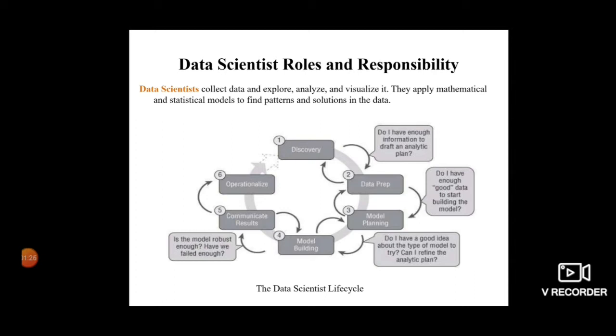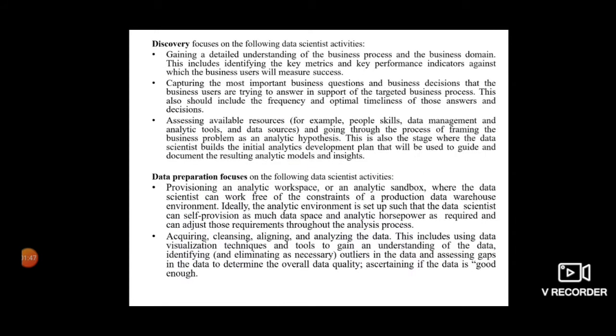First we will discuss discovery, then data preparation, then what is model planning and what are the different activities which a data scientist has to perform, then model building, communicating results, and then operationalize. The first phase of this life cycle involves discovery. In this discovery phase, the data scientist has to perform different activities. So, what activities the data scientist has to perform, we will discuss.